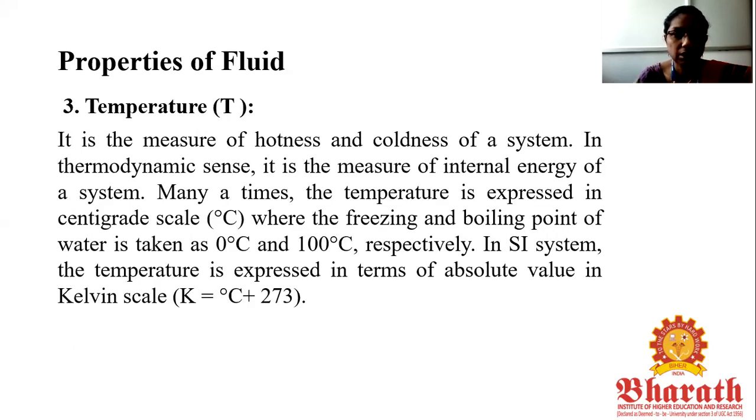The next property is temperature. Temperature is the measure of hotness and coldness of a system. In the thermodynamic sense, it is the measure of the internal energy of a system. Many times the temperature is expressed in degrees Celsius, the centigrade scale, where the freezing and boiling points of water are taken as 0 degrees Celsius and 100 degrees Celsius. Whereas in the SI system, the temperature is expressed in absolute value, that is in the Kelvin scale. Kelvin is equal to degrees Celsius plus 273. To convert to Kelvin, add 273 to centigrade.